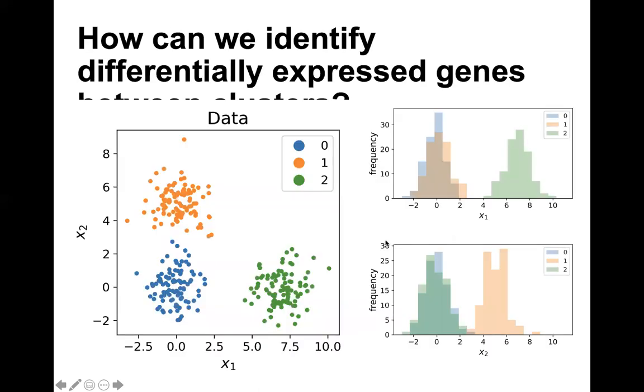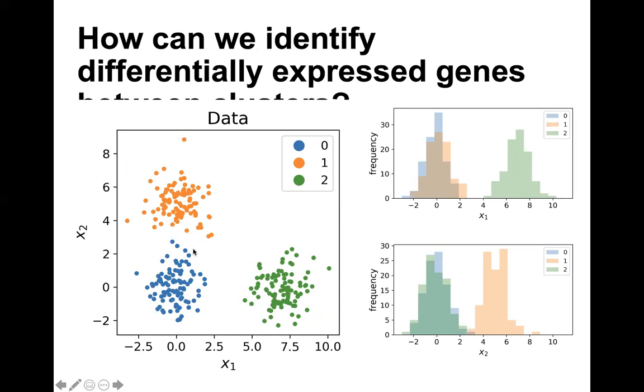I'm sorry, this slide got a little bit chopped off. So the question here at the top is, how do we identify differentially expressed genes between clusters? This is a question that has come up a bit in some of the Slack and office hours talk, and I'm going to just acknowledge this very briefly.